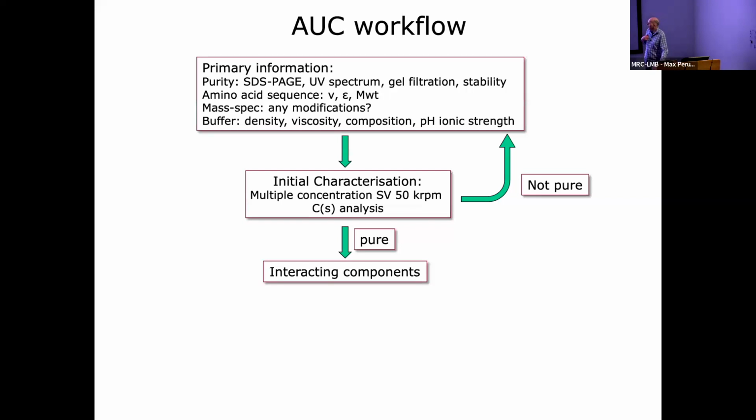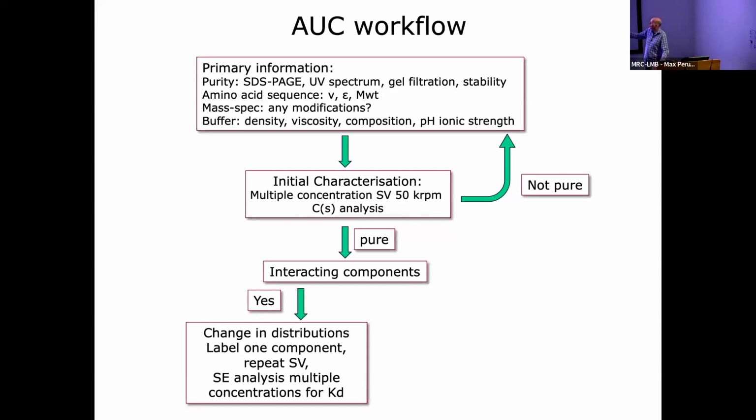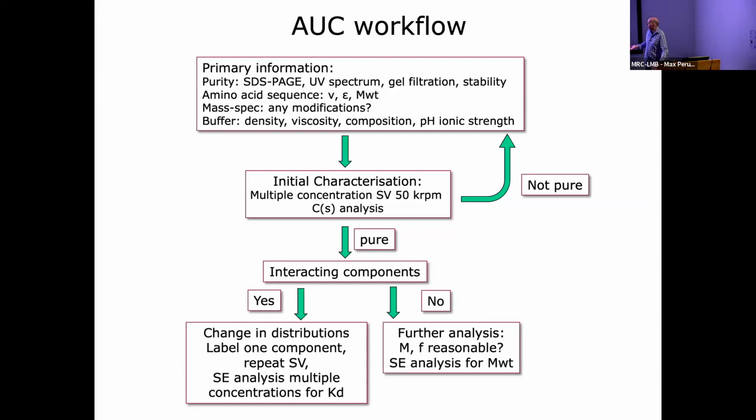Do you want to look at interacting components? Well, yes. Then you can change the distribution of one, or maybe label another one, and repeat the sedimentation velocity, or you can do equilibrium experiments and look for the KD. Maybe there are no interacting components. You just want to know, can I get the mass? Is that frictional coefficient reasonable or not? Then you can do sedimentation equilibrium to find the mass.